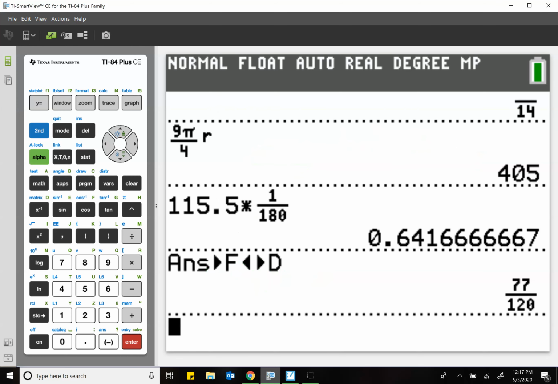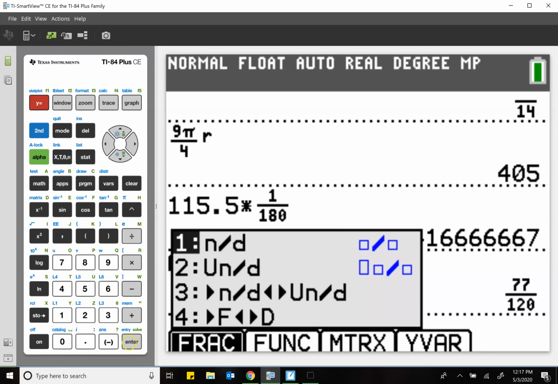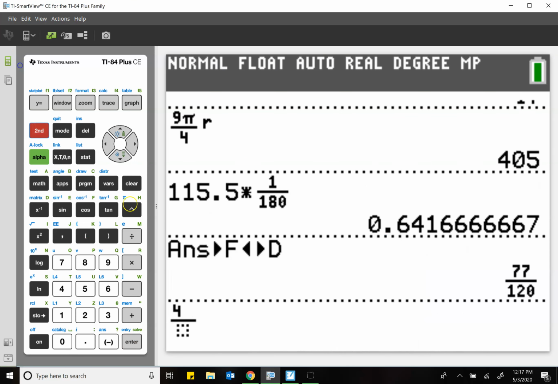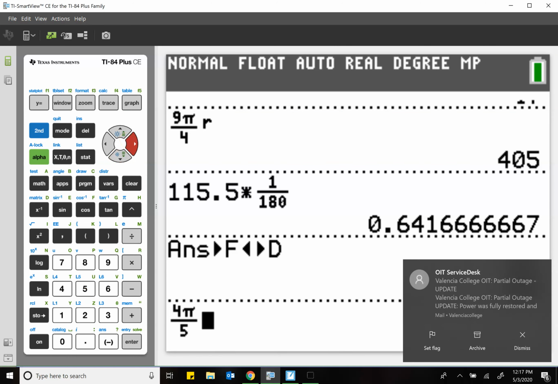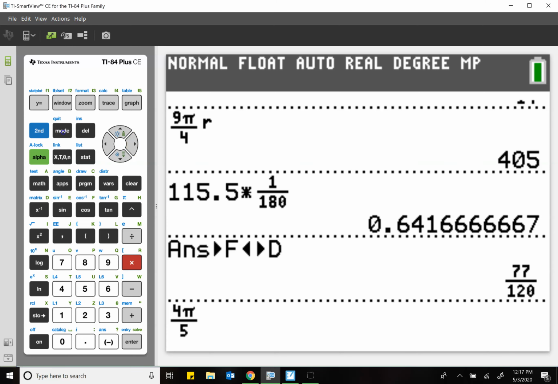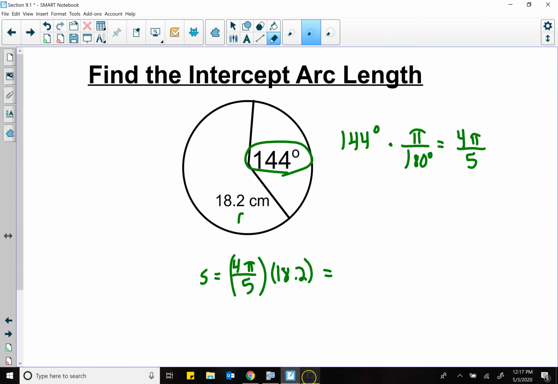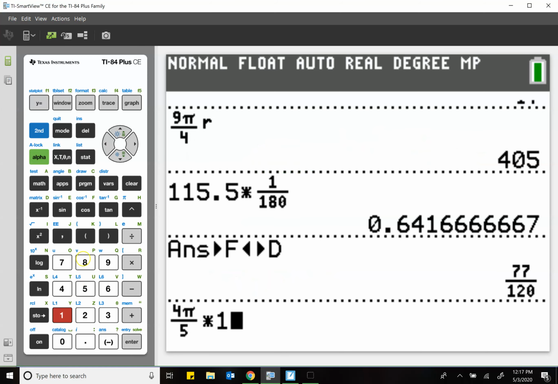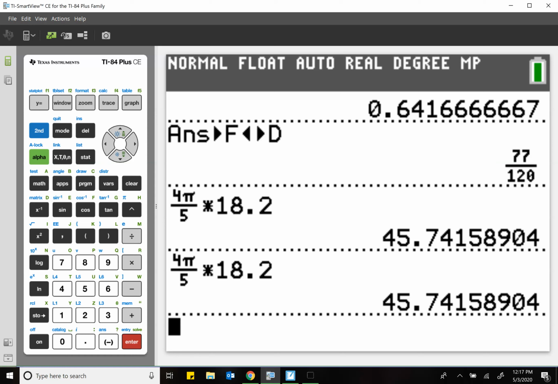Okay? So you go to your calculator. Alpha y equals 4 second caret key. There's your pi over 5. And we're going to multiply that by, was it 18.2, right? Yeah. 18.2. And you'll round accordingly.